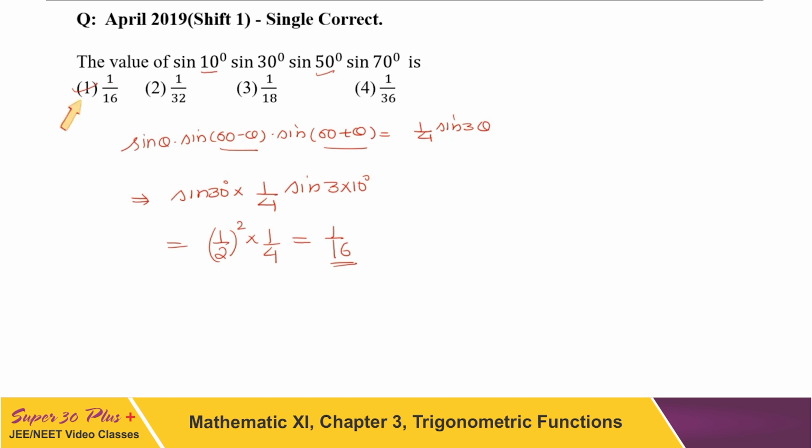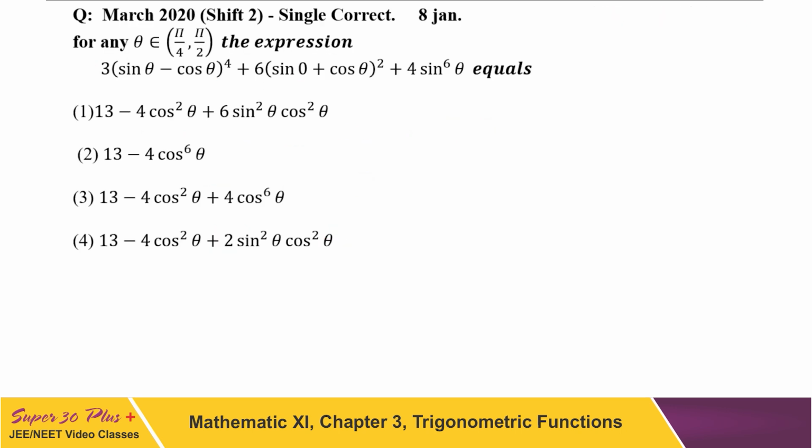And this question came in the IIT JEE examination April 2019 shift 1 in single correct category. Students, let's see one question. For any theta belonging to pi by 4 to pi by 2, the expression 3 sin theta minus cos theta to power 4 plus 6 sin theta plus cos theta whole square plus 4 sin 6 theta equals to, and options are here.